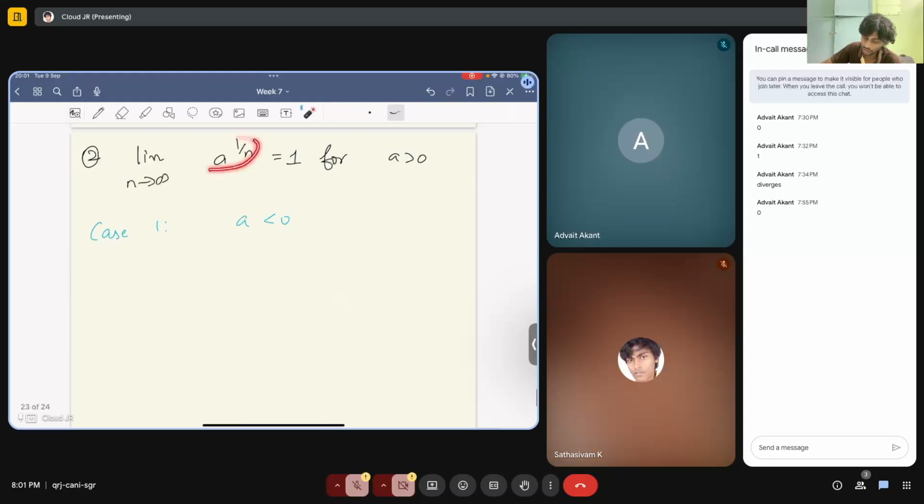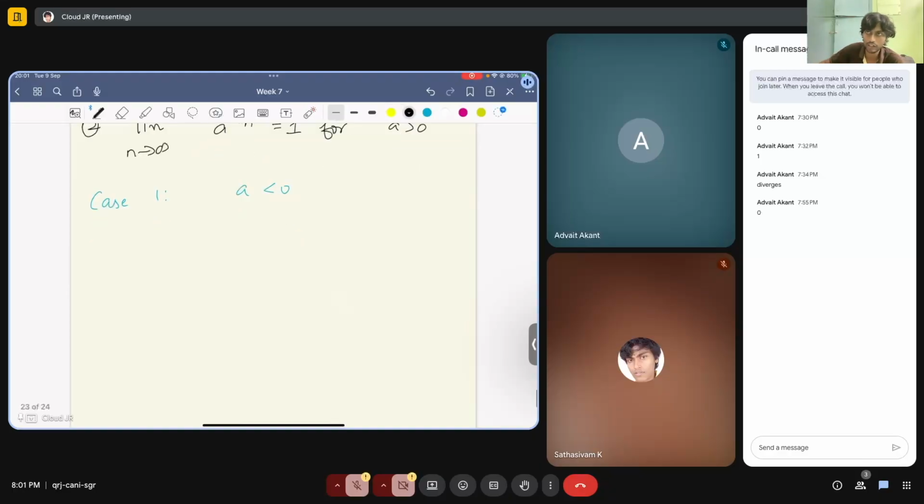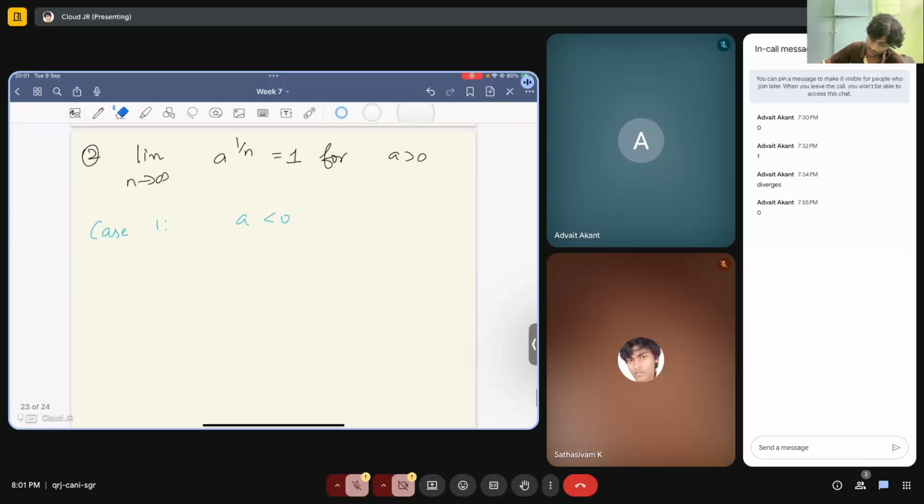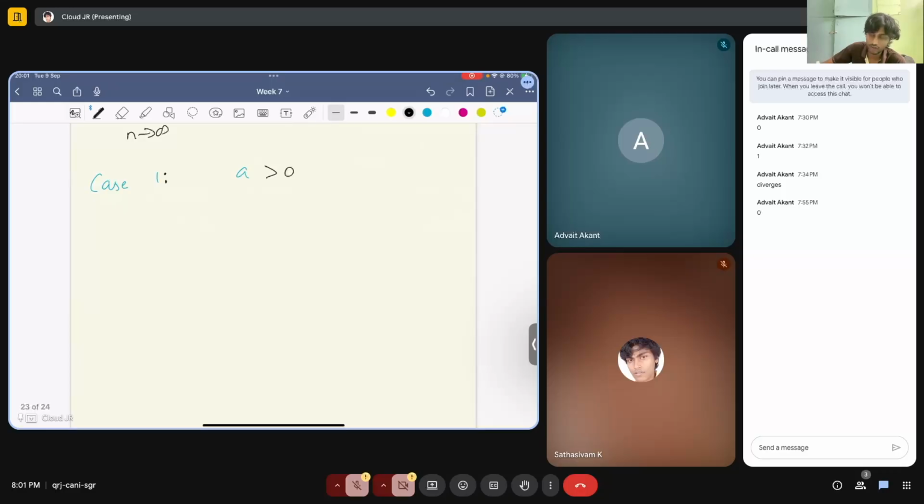When a equals 1, this is 1 by 1 power n, and that is just 1, and there's not much to prove here, right? So when a is less than 0, we'll try to prove it first. Just give me a minute. We will prove when a is greater than 0, because we are going to use the binomial theorem. So it will help us if a is greater than 0.